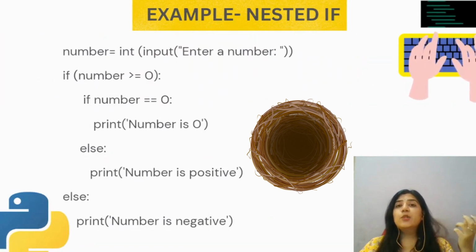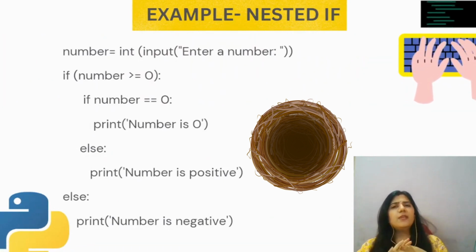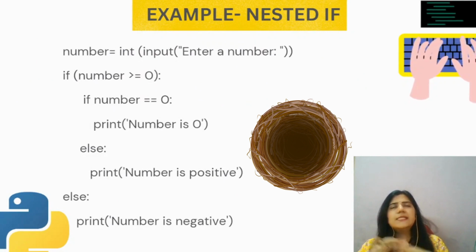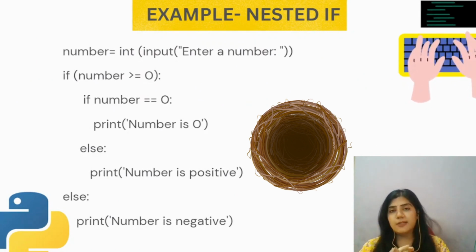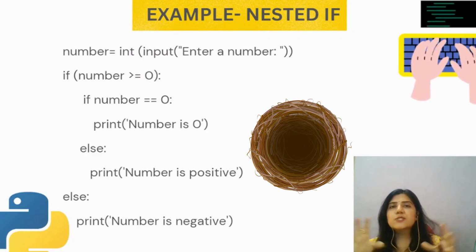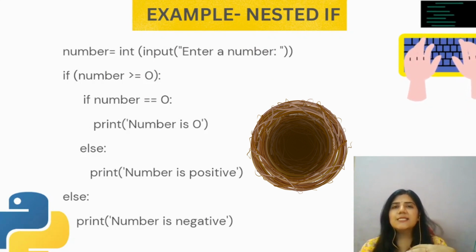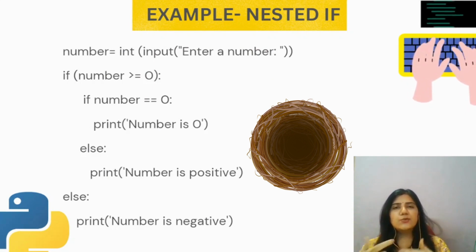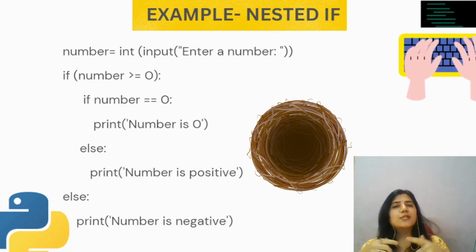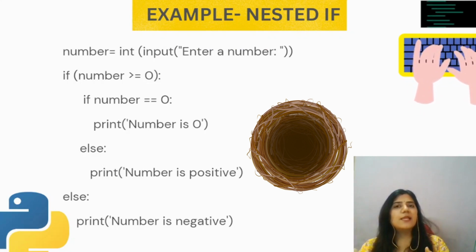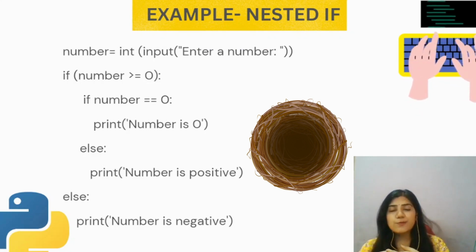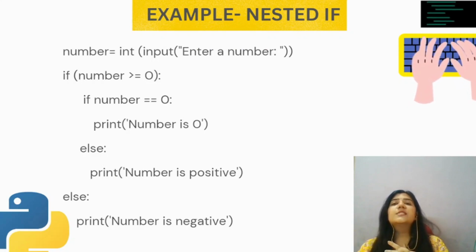Now let's see the example of nested if. Nested if is something, let's say we just take the word nest here. So how does a nest look like? A bird's nest. So it's like things are nested, line by line or stick by stick, they are joined together in a certain depth like a structure, and that's how a nest is formed. Same way we can use nested if.